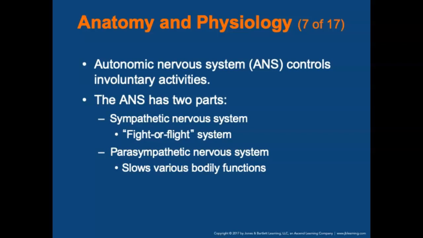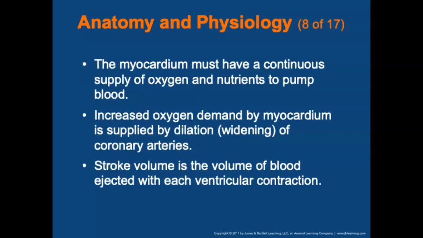Next, we're going to talk about the parasympathetic system. This system slows heart and respiratory rates. It constricts blood vessels in the muscles and dilates blood vessels in the digestive system. In times of relaxation, this system takes control.